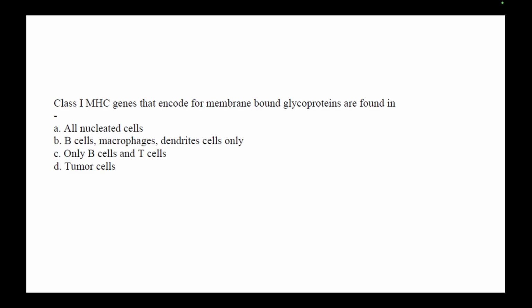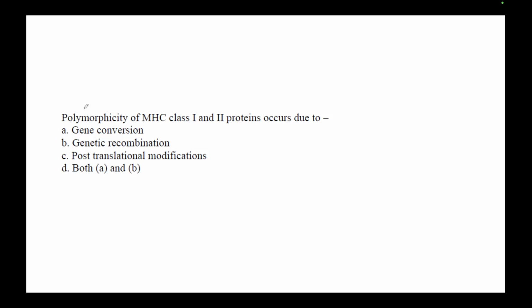However, class 2 MHC genes are present only on the professional antigen presenting cells, which are B cells, macrophages, and dendritic cells. For this question, the class 1 genes that encode membrane-bound glycoproteins are found in all nucleated cells. Okay, so the correct option will be the first one, all nucleated cells.